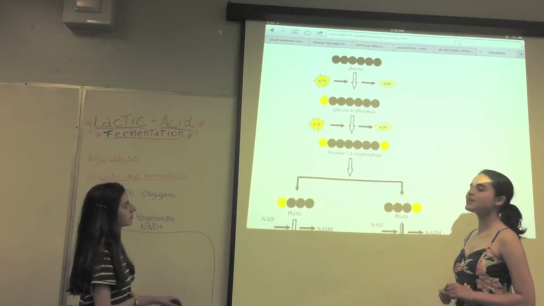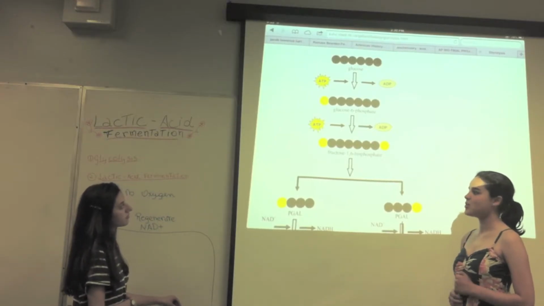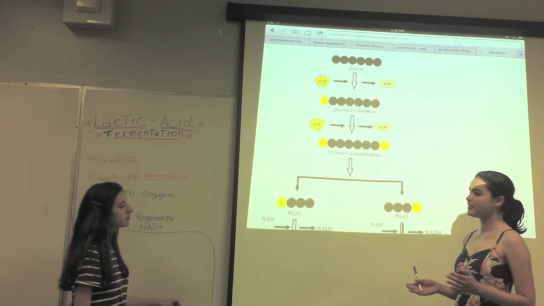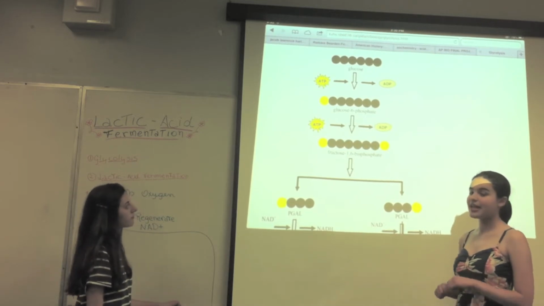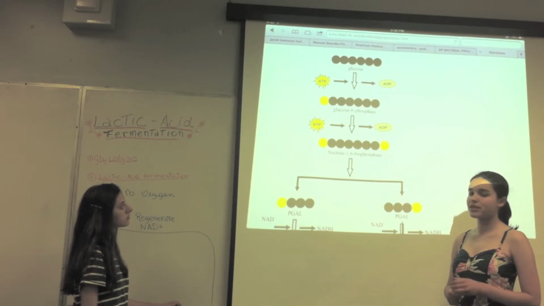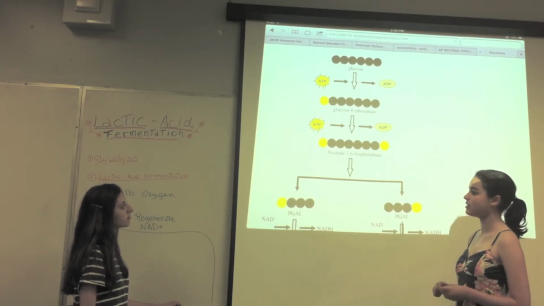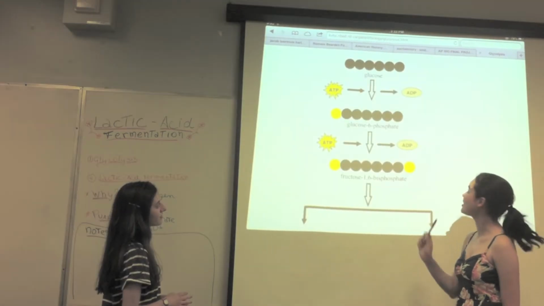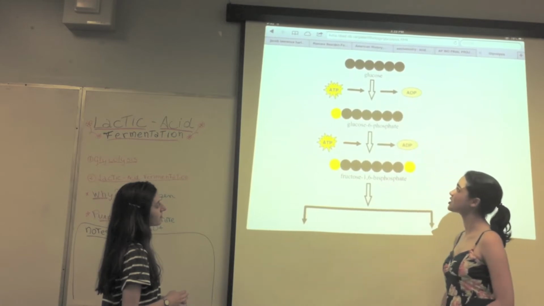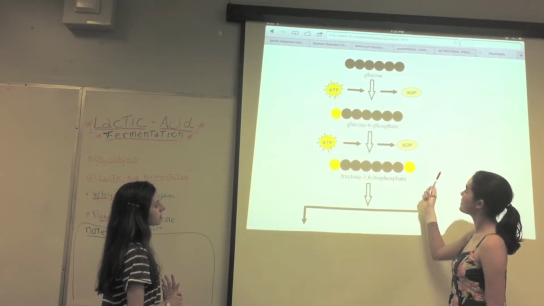Okay, so this is a process of glycolysis, which is the first step during lactic acid fermentation. And it happens in cellular respiration as well because it does not require any oxygen. So we begin glycolysis with the glucose molecule, which is a 6-carbon molecule, as you can see in this picture.